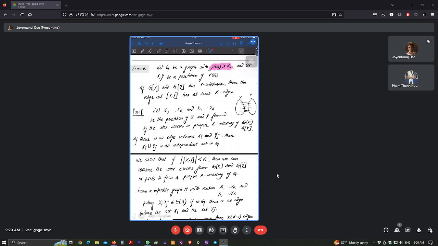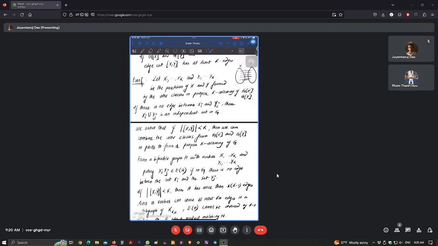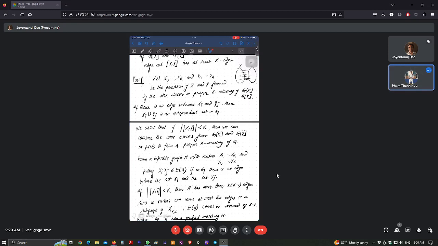So we create a bipartite graph H with the vertices X1 to Xk. Now these are sets in the original graph, but here we are taking the representation of the set, so we are taking a single vertex. The vertices are here capital X1 to capital Xk and Y1 to Yk. So we are not taking the whole set; we are taking the set as a single vertex, just for representation.